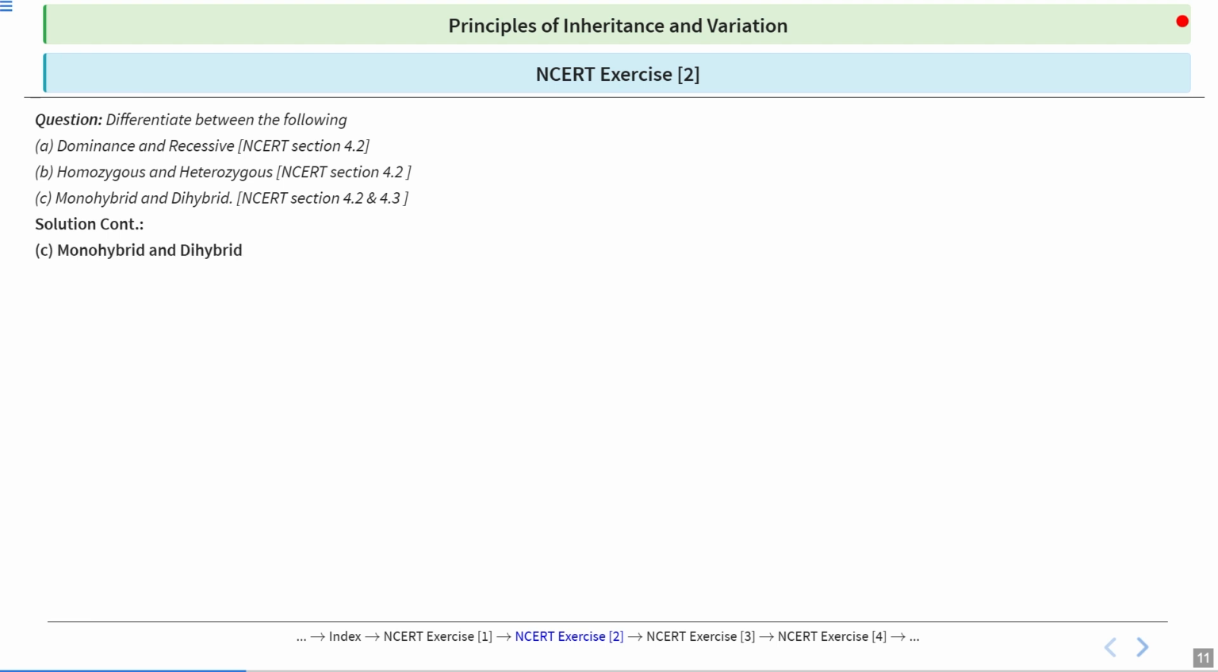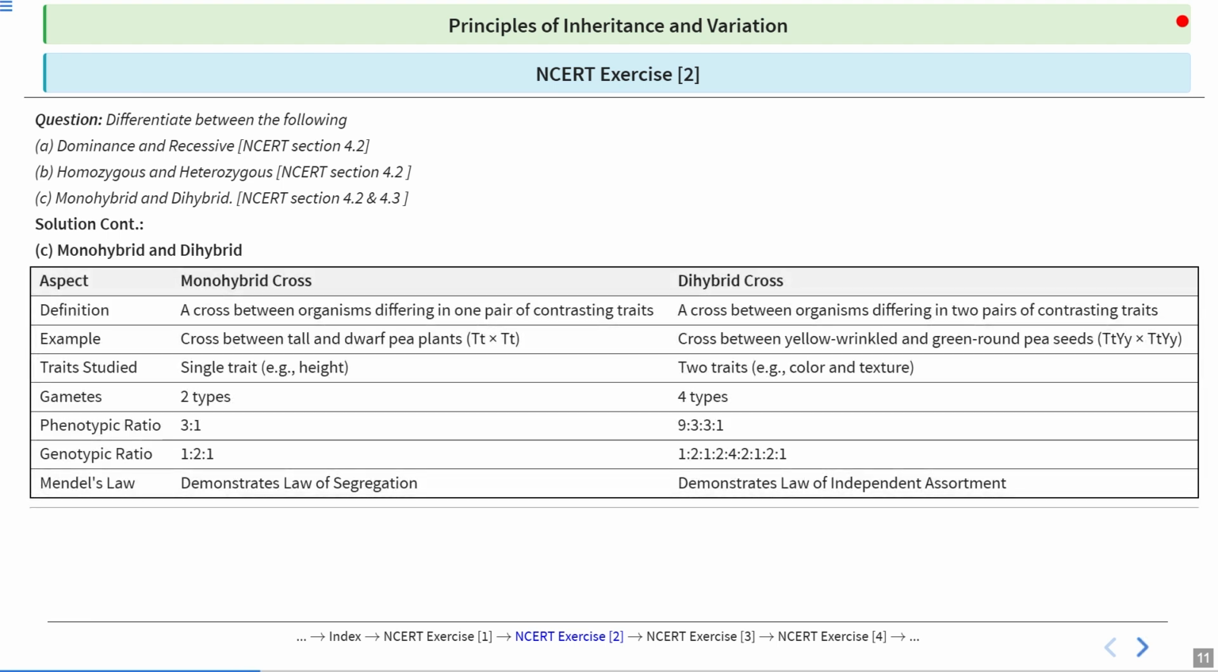Now let's talk about differences between monohybrid and dihybrid crosses. Here you can see the table showing the difference between monohybrid and dihybrid cross. What is the definition of a monohybrid cross? A cross between organisms differing in one pair of contrasting traits. Here the parents which are being crossed differ in only one trait, and this trait is controlled by only one gene.